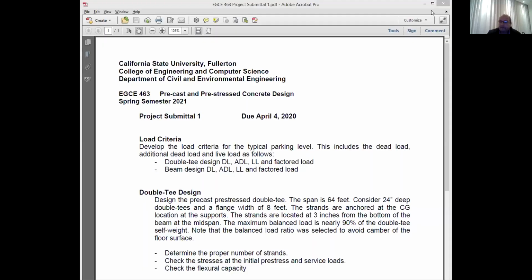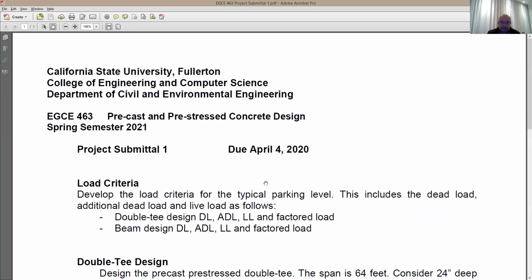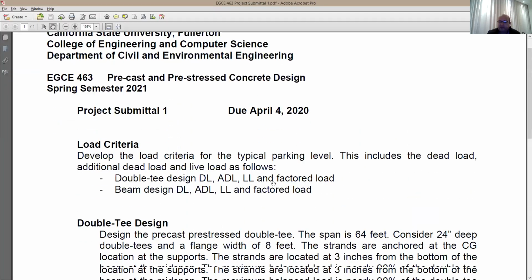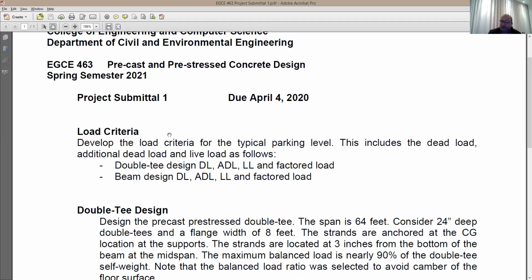Now let's look at submittal number 1 and what is needed in it. First, I'm looking for the load criteria. What's the load criteria here? We need someone to come here and say, here's the dead load, here is the live load, and here's the additional dead load. When it comes to the design of the double T, it needs to be at the end as pounds per linear foot.